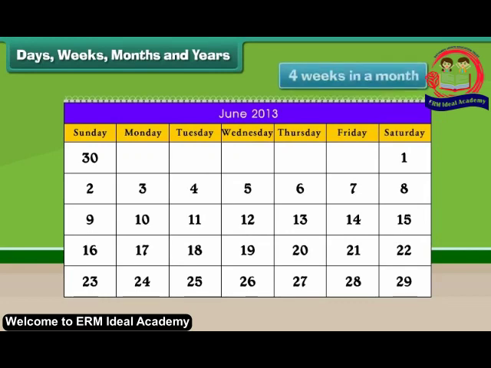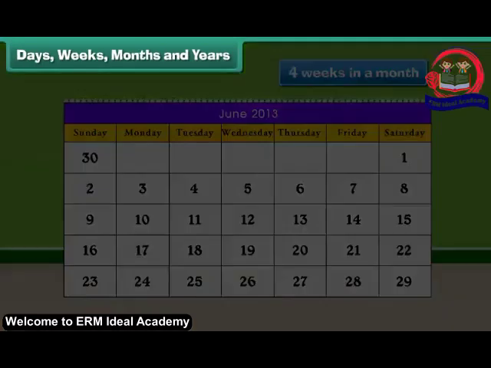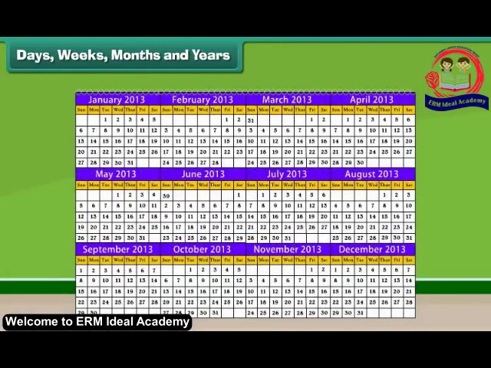There are 4 weeks in a month. There are 12 months in a year. They are January, February, March, April, May, June, July, August, September, October, November and December.